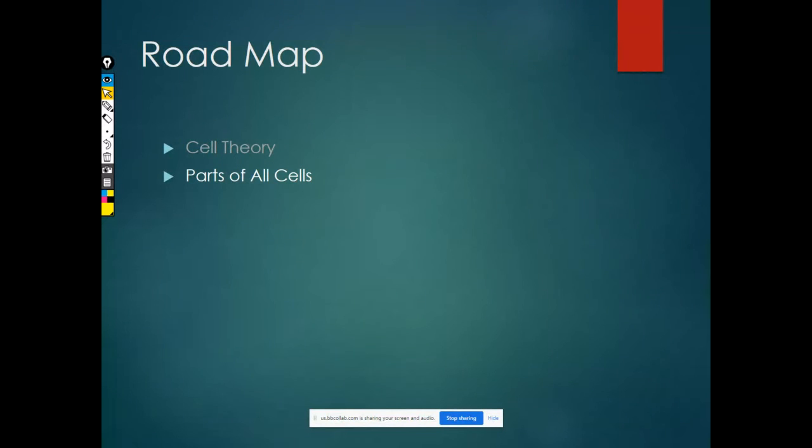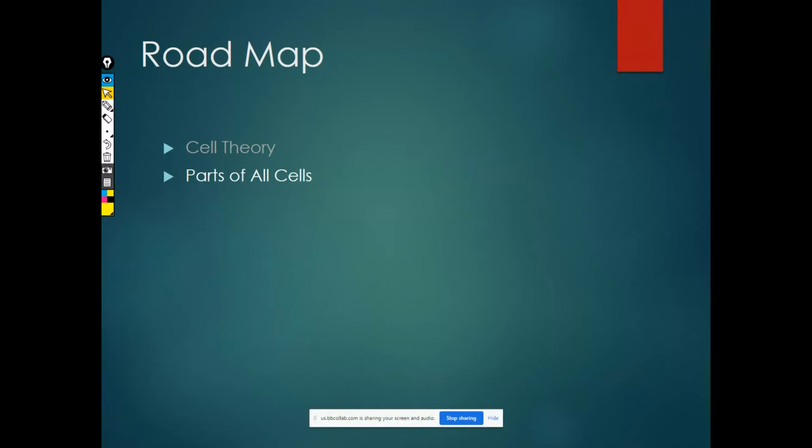Okay, so we had just finished up some of the main components of cell theory. So we talked about how cells are the base unit of being living things. We talked about how big and small cells can be. And so now, we're back to our roadmap. We want to focus on what are the parts that all cells have.